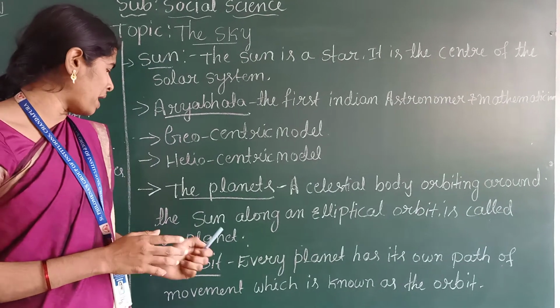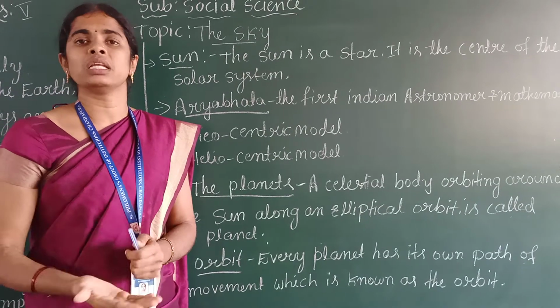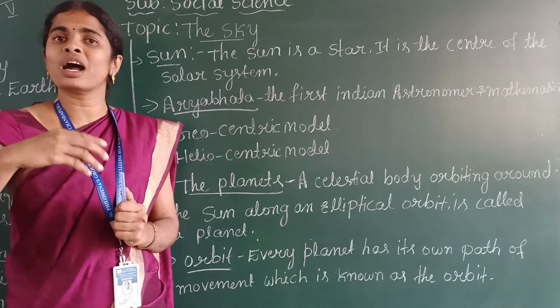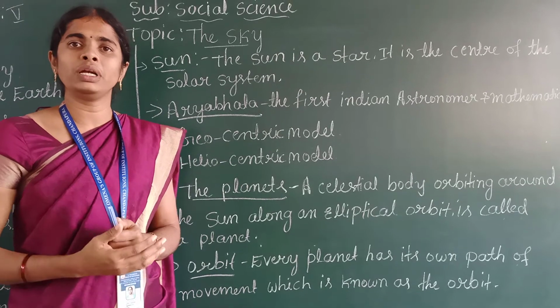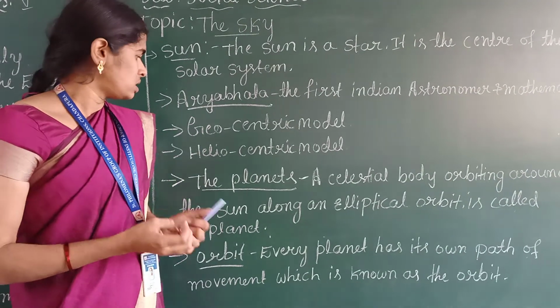And all the planets are non-luminous celestial bodies. It means the planets do not have their own light and heat. They depend upon the sun to get heat and light. This is the meaning of planets.